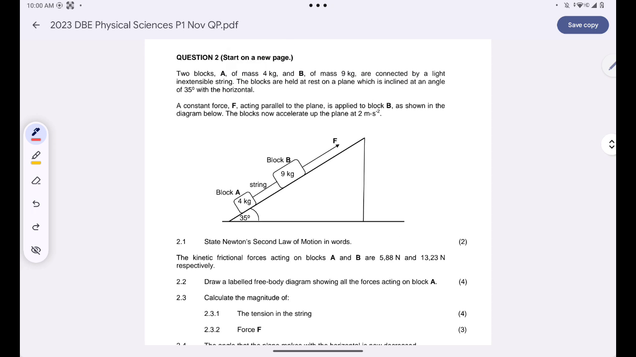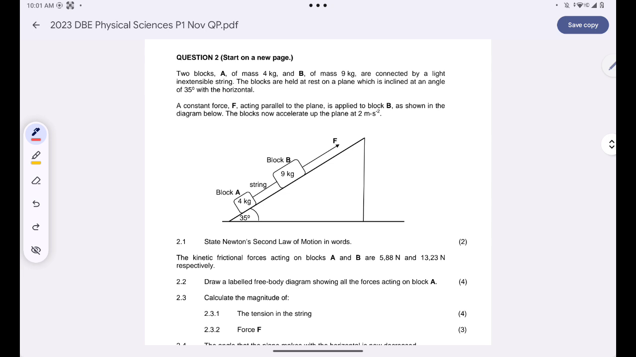We are told that two blocks, A of mass 4 kg and B of mass 9 kg, are connected by a light inextensible string. The blocks are held at rest on a plane which is inclined at an angle of 35 degrees with the horizontal. Now a constant force F acting parallel to the plane is applied to block B, as shown in the diagram below. The blocks now accelerate up the incline at 2 meters per second squared.